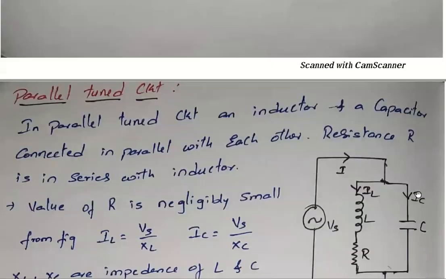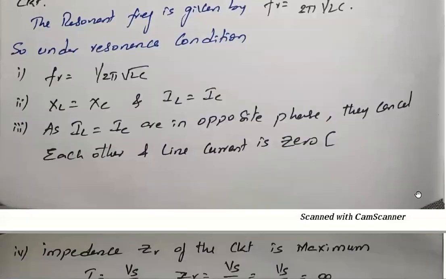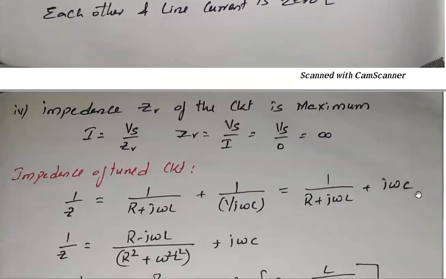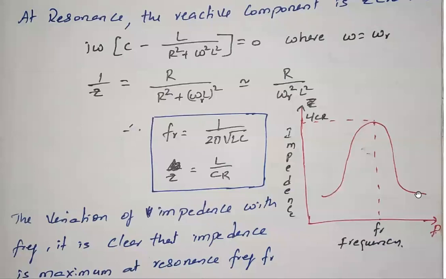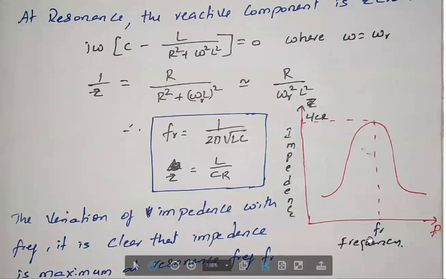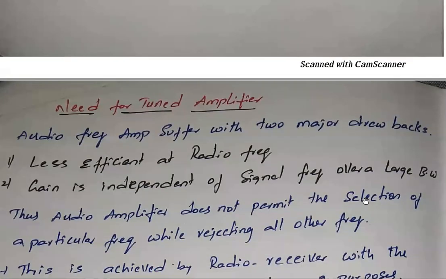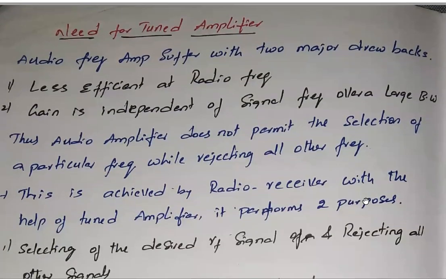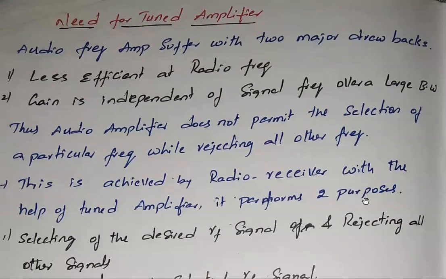Okay, and we have verified the parallel tuned circuit, and we have derived the relation for the resonant frequency, that is, resonant frequency FR equals 1 by 2 pi root LC, where Z equals L by CR. That is, at resonant frequency, the impedance is L by CR. This is the condition. And we have verified the need for tuned amplifiers: less efficiency at radio frequencies, and gain that is independent of signal frequency or larger bandwidth.